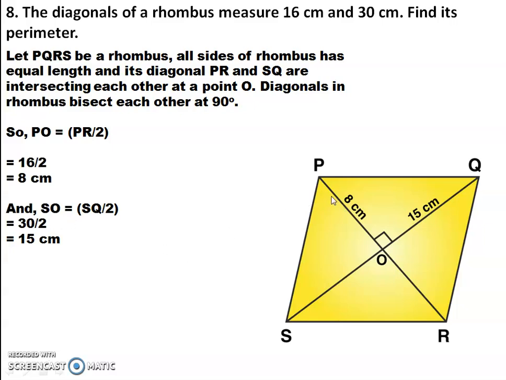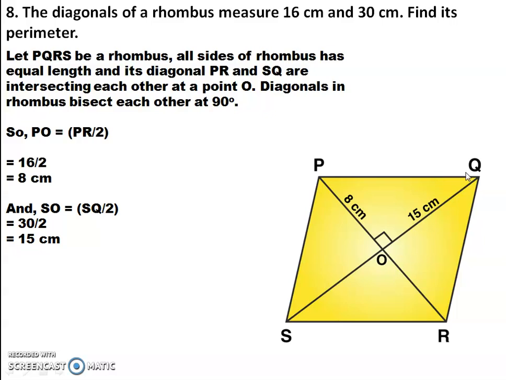Now, can you see a right angled triangle here? POQ. This is the right triangle. Now, 8 centimeter and 15 centimeter are the legs of this triangle. So, which is the hypotenuse? PQ is the hypotenuse.